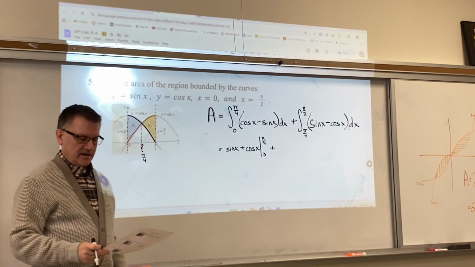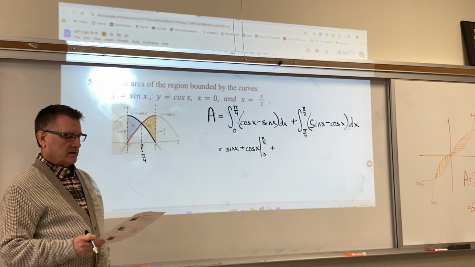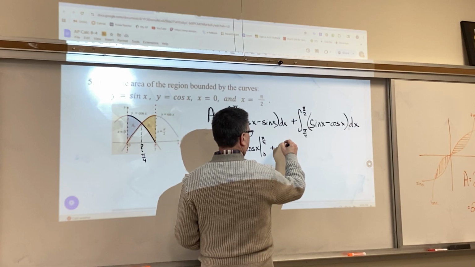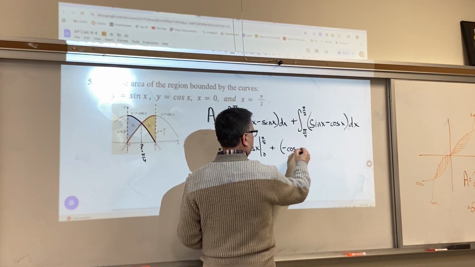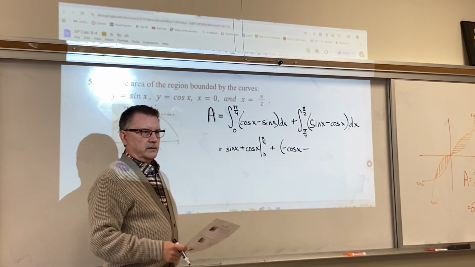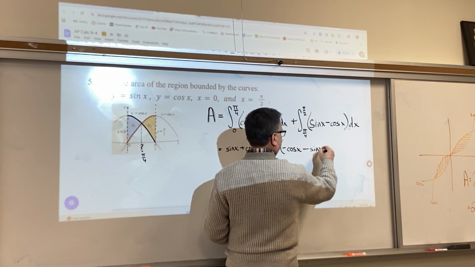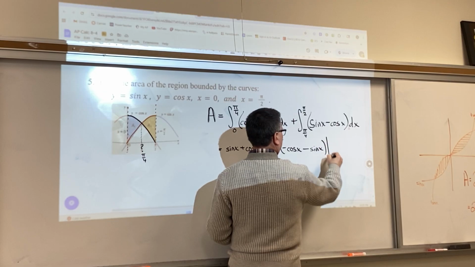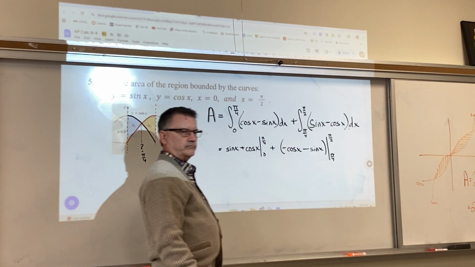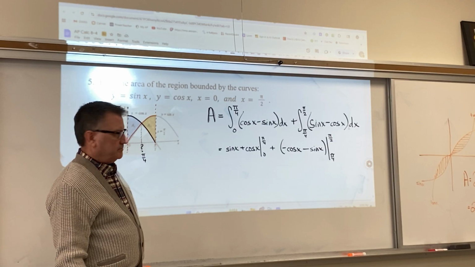And then I want to add to that the other piece, which, hey, the integral of sine, I think, is negative cosine. And the integral of cosine is sine. Well, this one has a negative in front of it anyway. And I want to take that one from pi over 4 to pi over 2. So now it's just a matter of plugging all that stuff in.